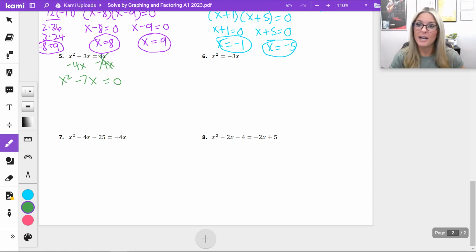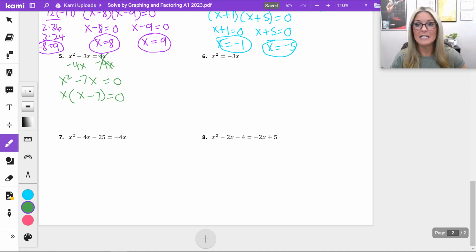Okay, let's not forget what the second step is at the top of our notes: look for a GCF. What do these guys have in common? So we can still factor with a greatest common factor. They each share an x. So as I remove an x from each term, the remaining binomial is x minus 7. That is considered in factored form.